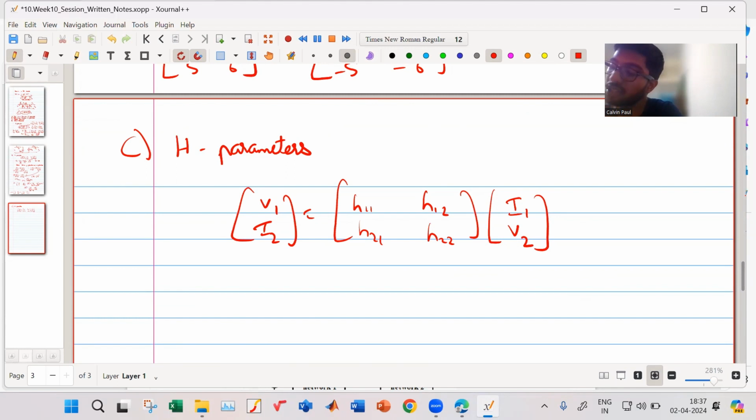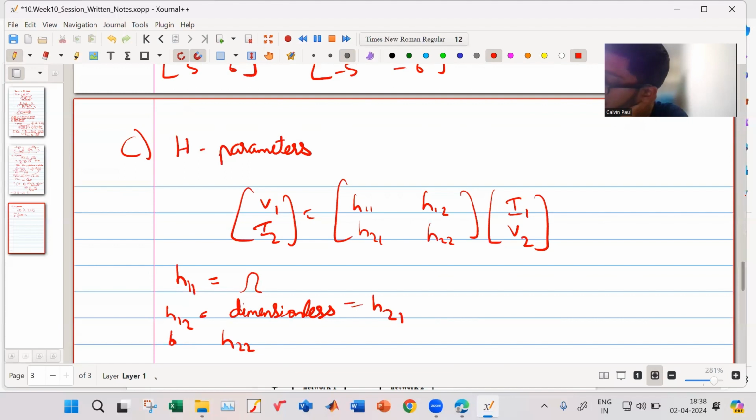Can you tell what is the dimension of H11? H11 is resistance, ohm. For H12? H12 will not have any dimension; it is dimensionless. What is the dimension of H21? Again, it's dimensionless. What is the dimension of H22? H22 is the opposite, an inversion of resistance, that is, mho or siemens. Yeah, so this is for H parameters.